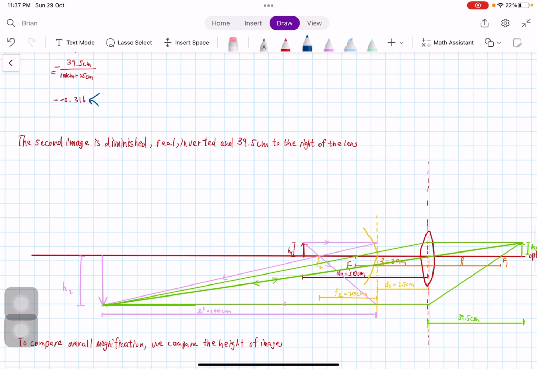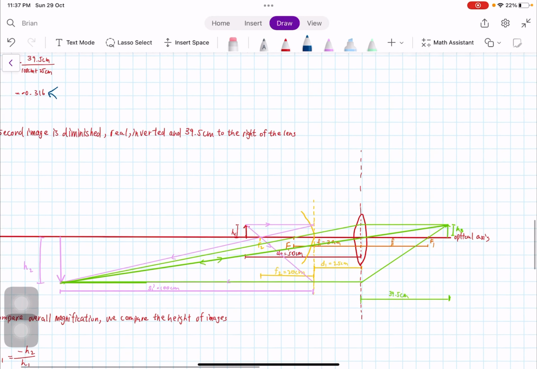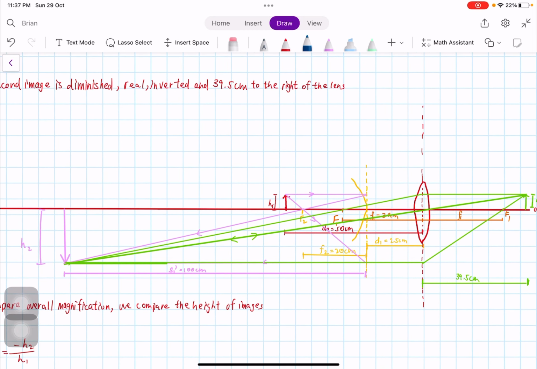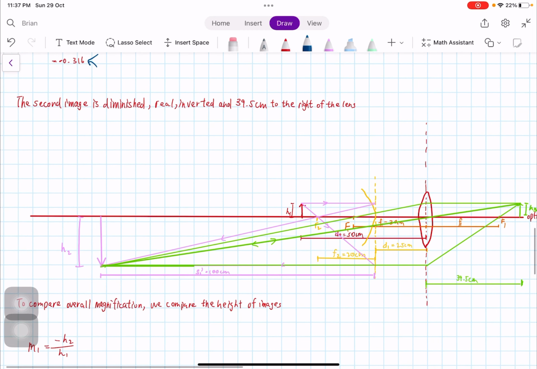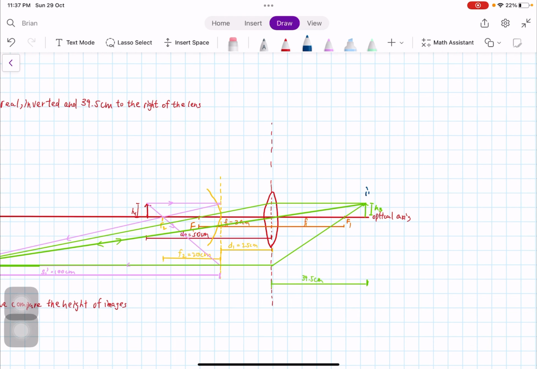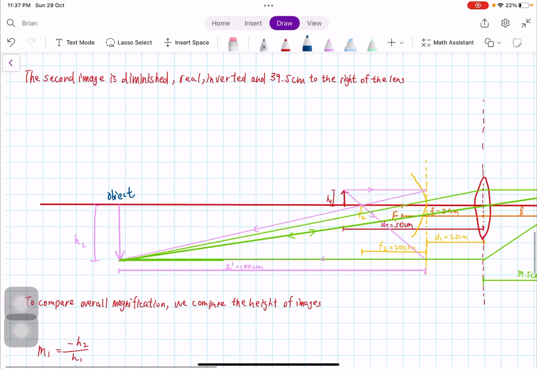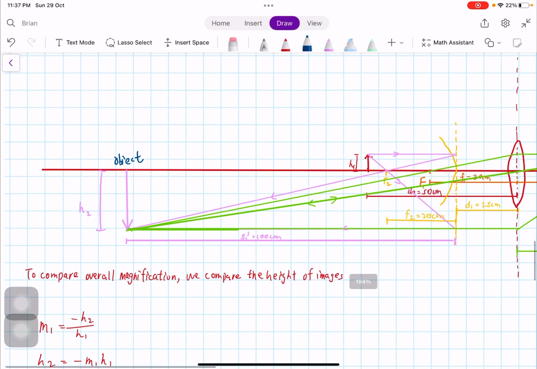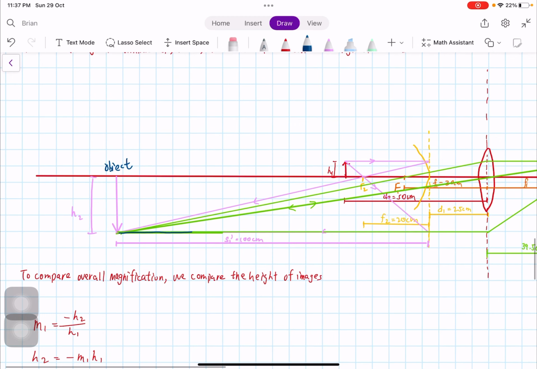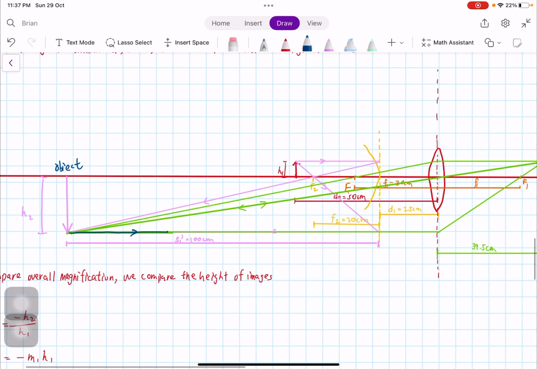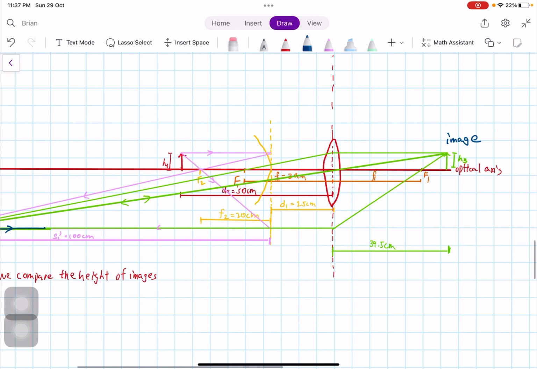So we draw the diagram again. At this point, we added the green arrows, which we take as the object and this to be the image. Again, we follow the parallel ray first. This would be the parallel ray, which is parallel to the optical axis. Once it reaches this point, it's going to connect with the focal point, since it is a converging lens. When I finish the drawing, I have an image here.